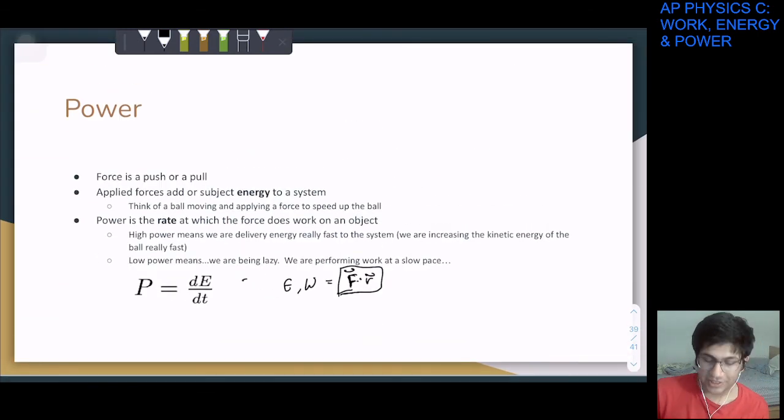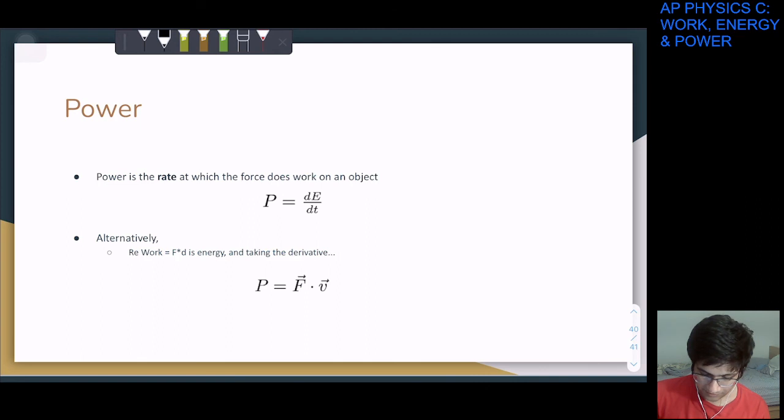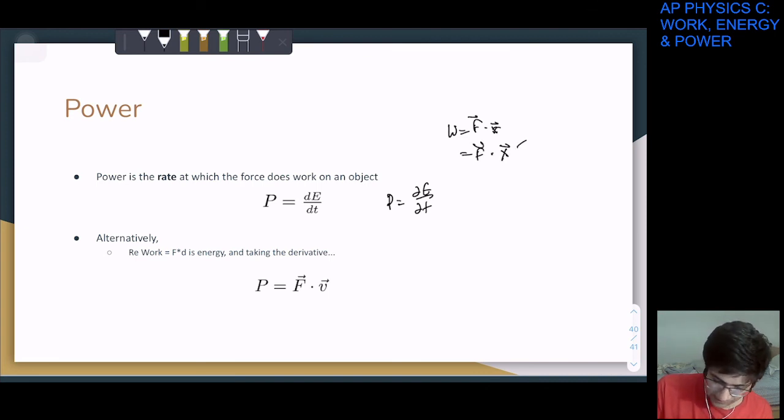Oh, if there's no change in energy over time, if your energy is constantly being delivered, then there's no power. So yeah, power is the rate. And another way to think about this is that since P is equal to dE/dt, and we know work is equal to F times R, we could also write this as F times X, where X is the displacement vector, just changing the variables.